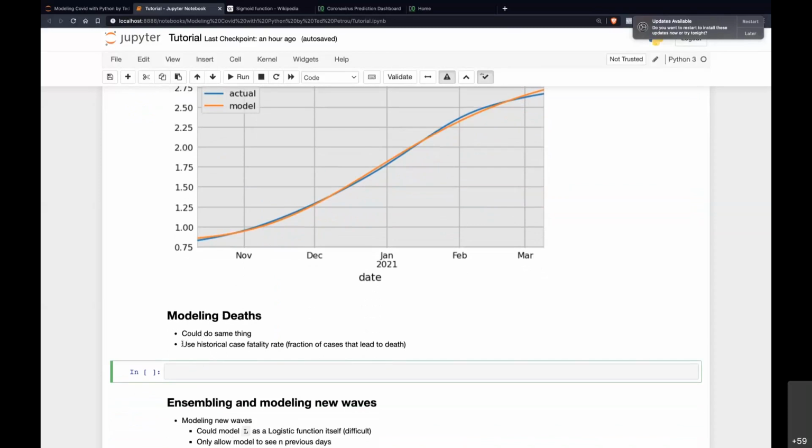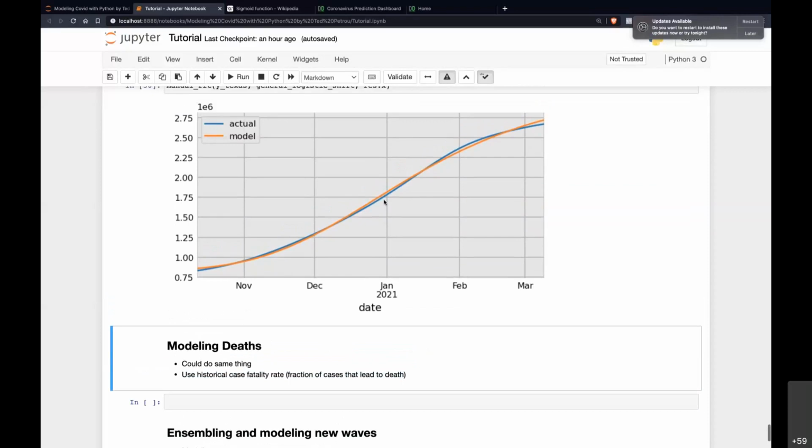And that's actually what I did. I did this simple model for deaths. I didn't actually use a logistic curve.